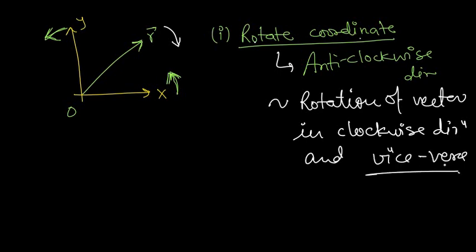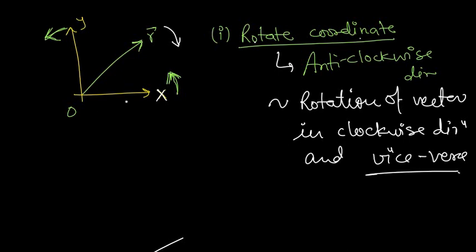If you rotate your coordinate system in clockwise direction, a similar statement can be made that the rotation of vector is in anti-clockwise direction. So when you are dealing with the coordinate transformation, see, if you go in anti-clockwise direction or in clockwise direction, there is a change of sign in the sine theta terms.